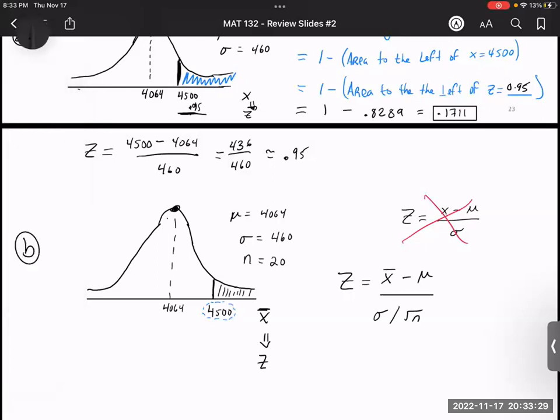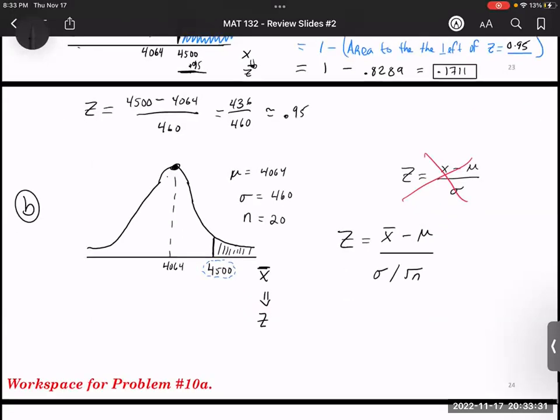Okay, so I need to plug in these values. I have all the values I need to plug into our formula. We're going to get z equals x bar, that was the 4,500, minus the mean of the population, 4,064, over the standard deviation, 460, divided by the square root of 20.